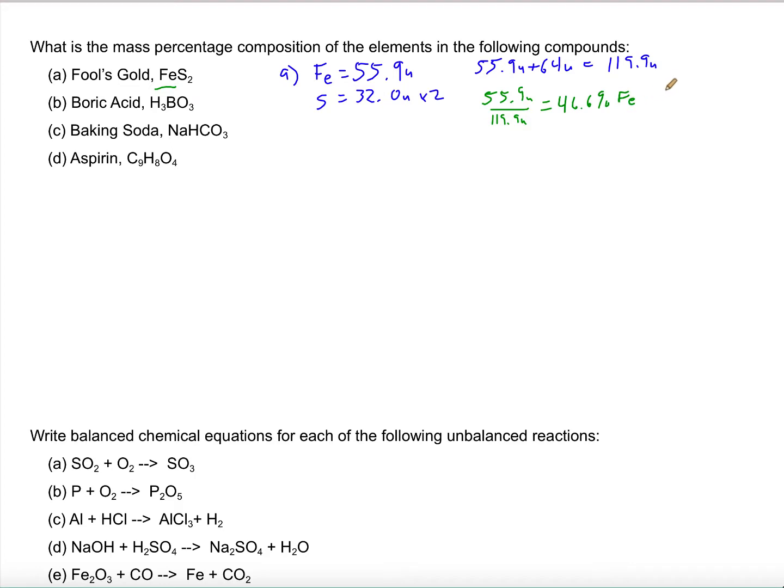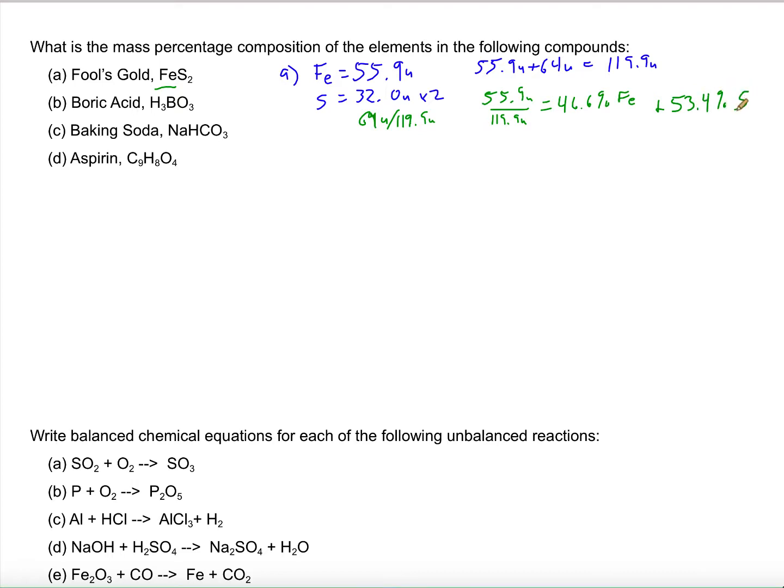So 46.6% of this is iron. Now you can do the same thing for sulfur. You could take 32 times 2 and get 64 units. You could divide that by the 119.9 units, and you would find out that that is 53.4% sulfur.